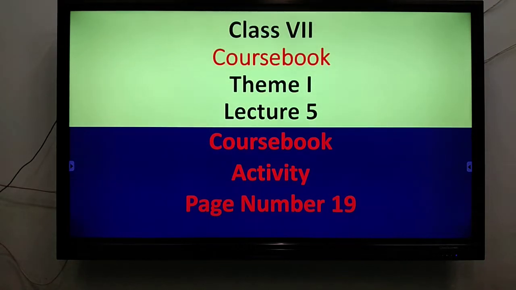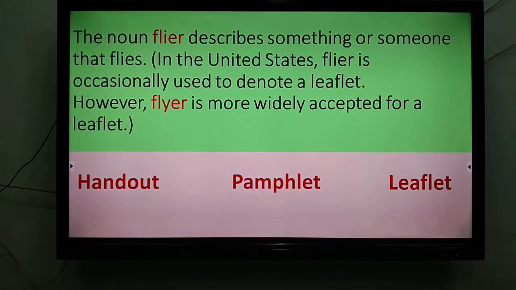Students, this is theme 1 lecture 5 in your course book, page number 19, and in this we will do an activity.